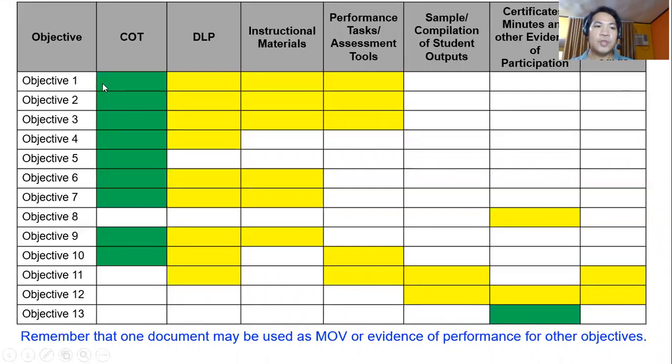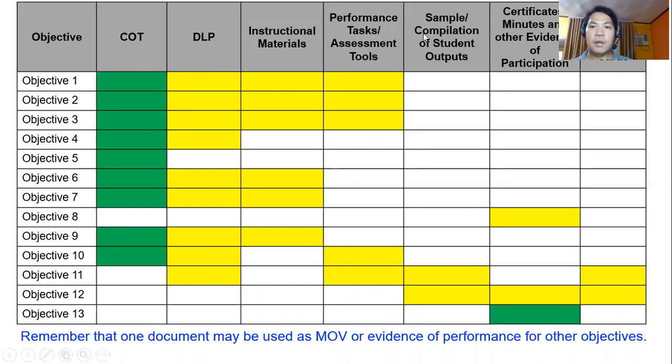In objectives 1, 2, and 3, they have the same COT rating sheet, DLP, instructional materials, and performance tasks. In objective number 4, we have the COT rating sheet and DLP. In objective number 5, we have COT. In number 6, we have the same COT, DLP, and instructional materials, same in objective number 7.